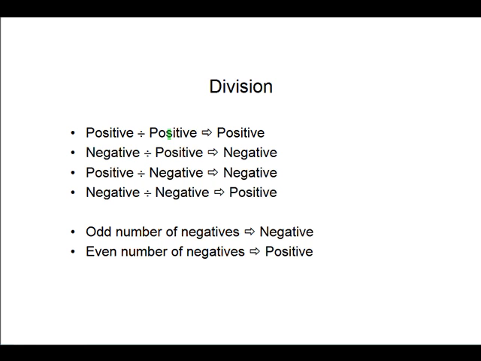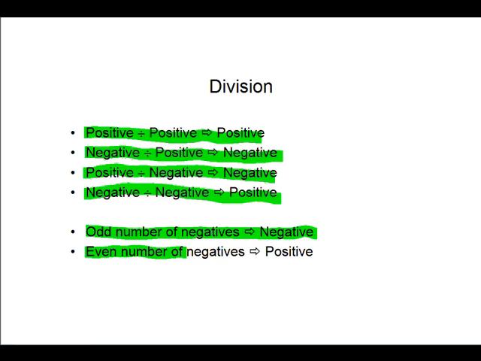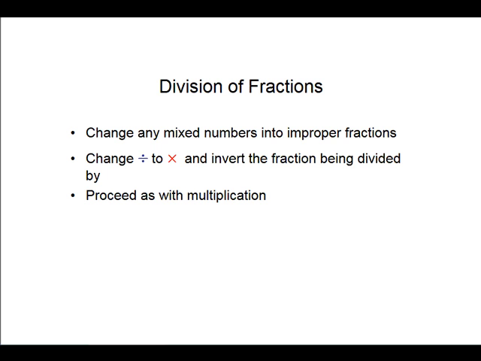So the rules for division when it comes to negatives and positives is the same as multiplication. And once again, the easy way to remember it is to know that an odd number of negatives, the answer is negative, and an even number of negatives, the answer is positive. So let's work our way through a few examples.